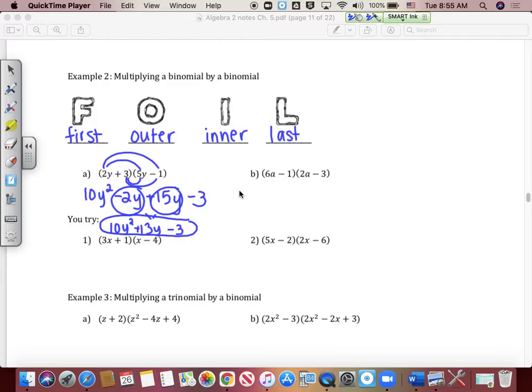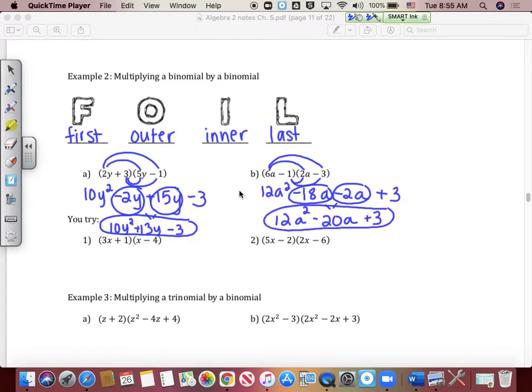Okay. For the next one, first you would multiply the first numbers in each little binomial, so that's 6a times 2a, that's 12a squared. And then the outer is 6a times negative 3, that's negative 18a. Inner is negative 1 times 2a, that's negative 2a. And last is negative 1 times negative 3, that's a positive 3. Once you multiply everything out, you will get 4 terms, and then you usually will be able to simplify them. Negative 18a and negative 2a can be combined together to be negative 20a. So this would be 12a squared minus 20a plus 3 as your final answer.